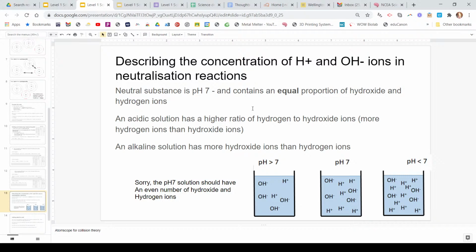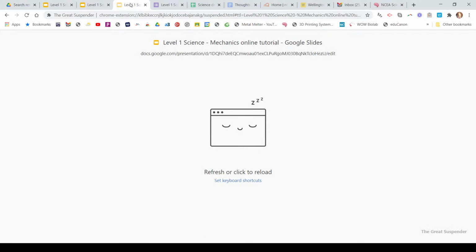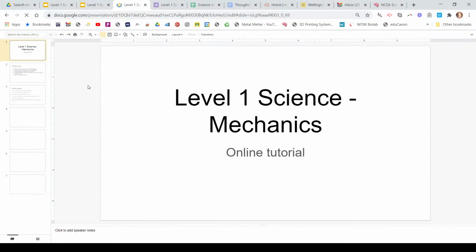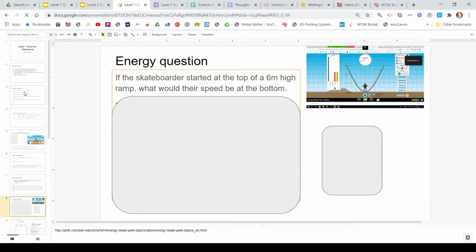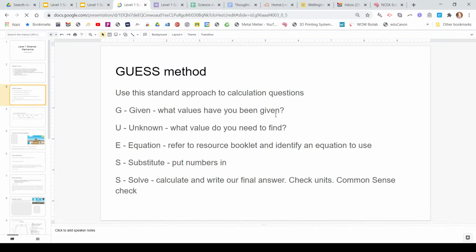Okay, so I'm going to move on now to mechanics, the last of our 3 papers. And so for mechanics, I always recommend the guess method. Hopefully by now a number of you will have seen this. Maybe your teacher taught you it, maybe you found it online or seen it on one of my videos. This is a really good approach to help you, even if you feel you've got no idea about a calculation question in a mechanics paper. You should be able to follow these steps, and in doing so you should be able to get to an answer. And so even if it's not entirely correct, you might be able to get some credit for it.